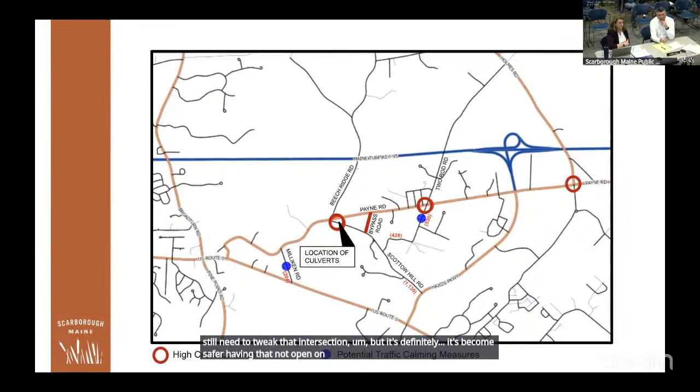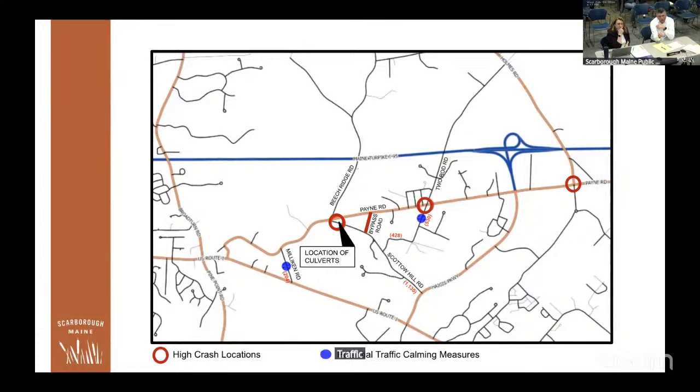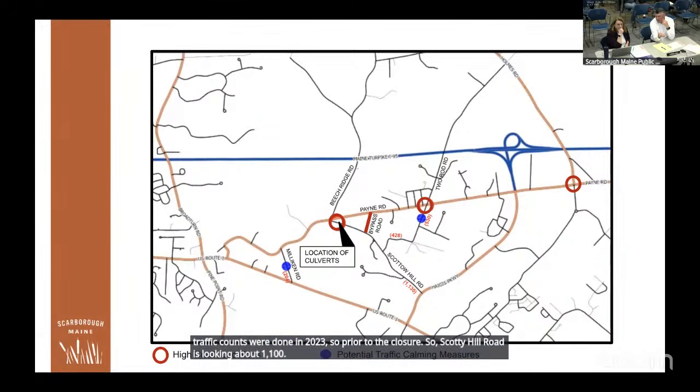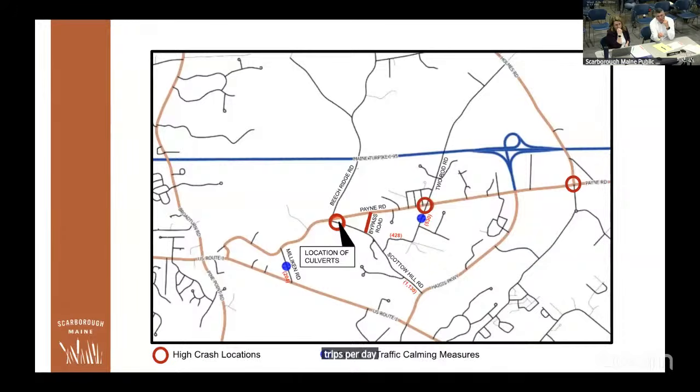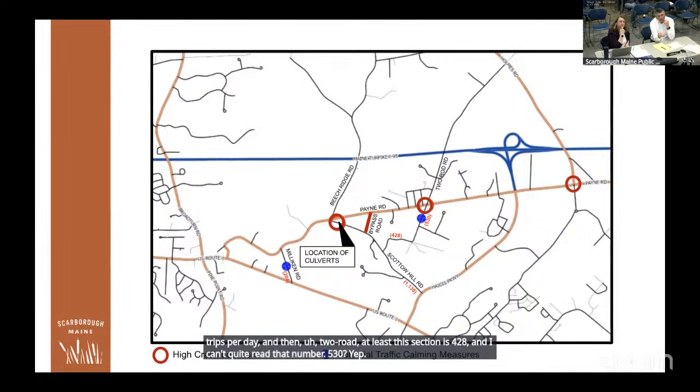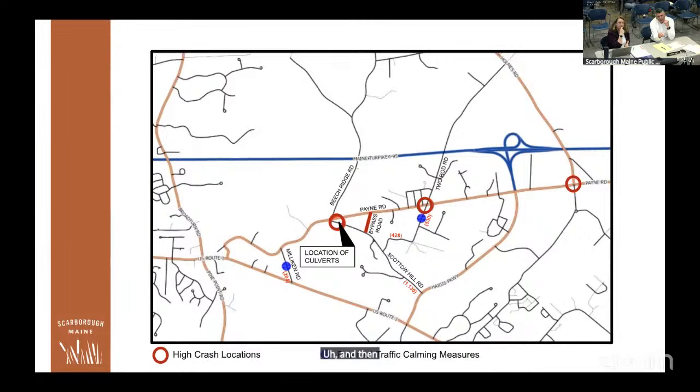So just for context, this map shows kind of the critical routes, and these traffic counts were done in 2023, so prior to the closure. So Scotty Hill Road is looking about 1,100 trips per day. And then Two Rod Road, at least this section, is 428, and I can't quite read that number. 530? Yeah. And then Milliken, for reference, is just over 200. So that may not mean anything, but relative to other roads, it's fairly low volume.